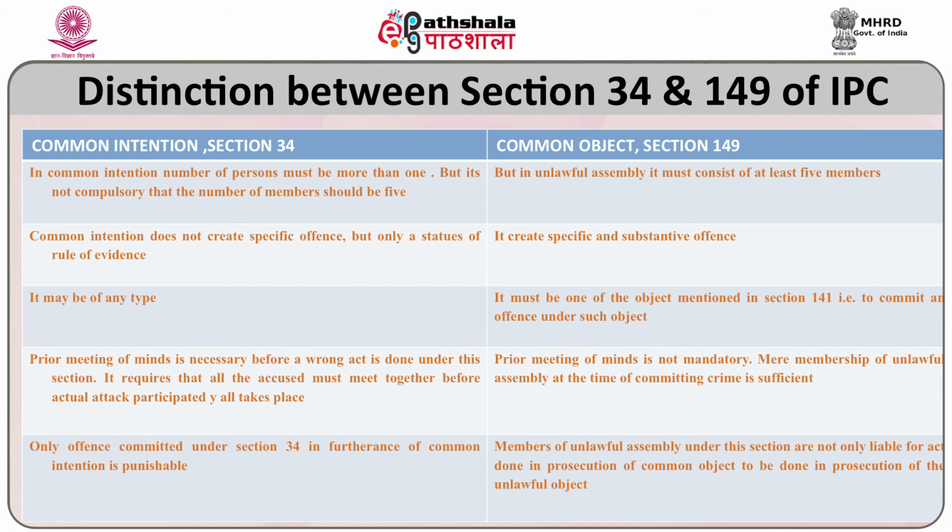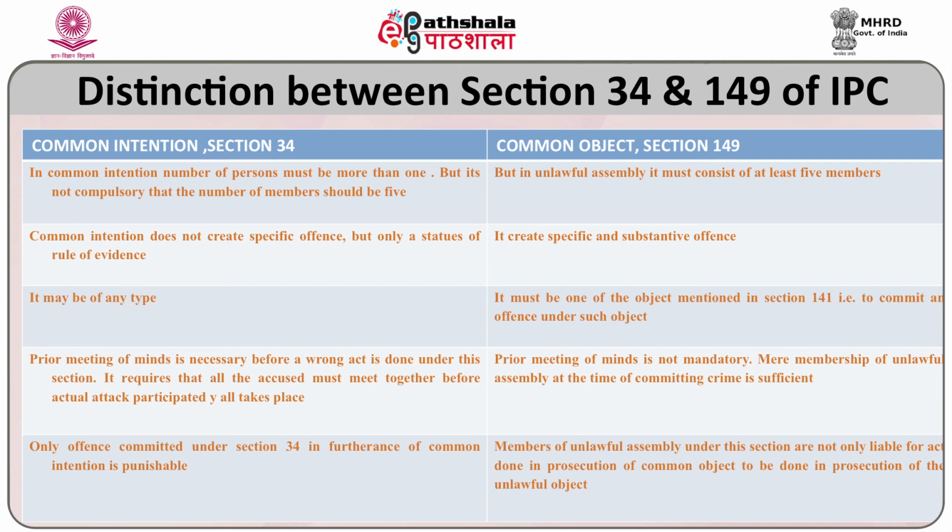And the fourth difference is that under section 34, prior meeting of minds is necessary before a wrongful act is done. It requires that all the accused must meet together before the actual attack participated in by all takes place. While under section 149, prior meeting of minds is not mandatory, mere membership of the unlawful assembly at the time of committing the crime is sufficient.